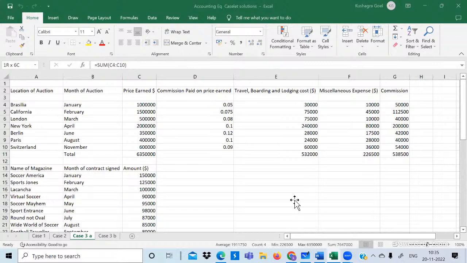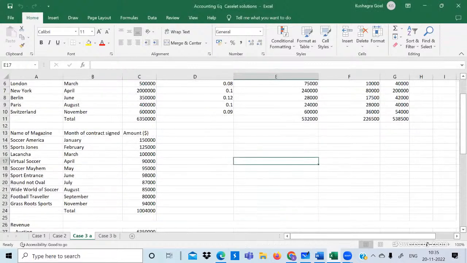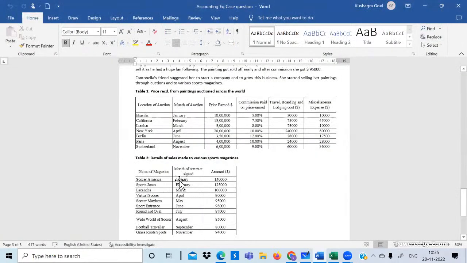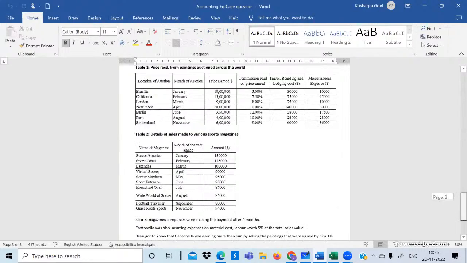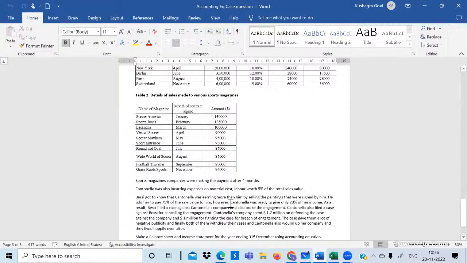Okay, fine. Then again, let's go down. So then what you have is table number 2. If I go to my question, table number 2 gives me the details of the sports magazines, the month in which the contract was entered, and what was the value of the contract. And yesterday we discussed that the companies are saying that they'll make a payment after 4 months. So first, tell me, this total amount, from the first line item, which is the contract value signed in the month of Jan, till the last one, signed in the month of November, that's 94,000.